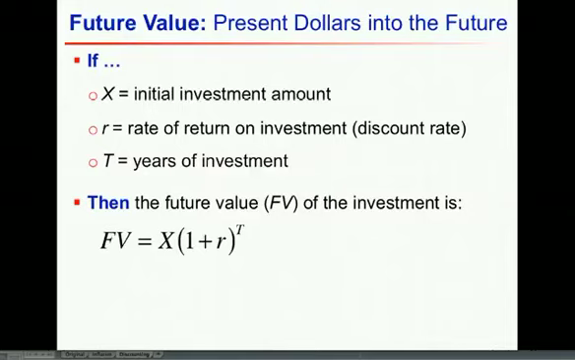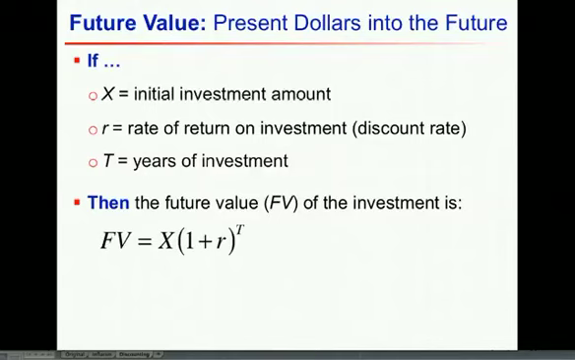You give me a current investment amount today, a rate of return or discount rate, and when I'm going to get the future payment, and I can tell you what the future value is that I have to receive in order to be willing to give up X today. It's given by that formula: future value equals X times 1 plus R raised to the T.